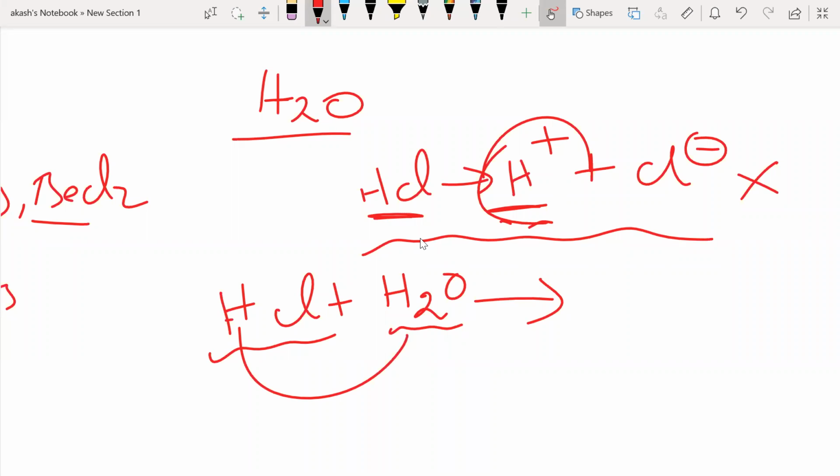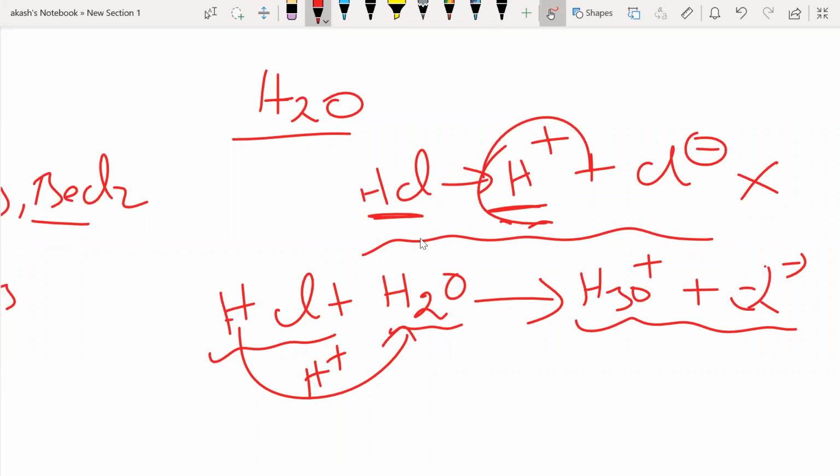So if this accepts H plus from here, what will happen? This will become your hydronium ion, right? And obviously what will be remaining is Cl minus. This is the correct way of writing the reaction. Not reaction, I would say the dissociation process. Okay, this is how you write it.